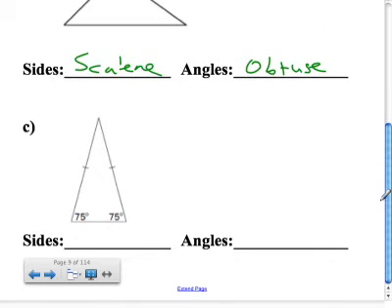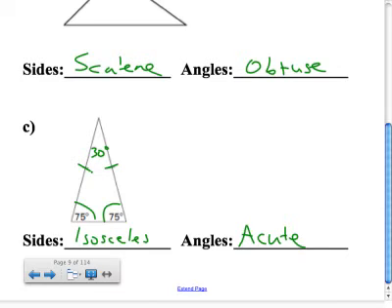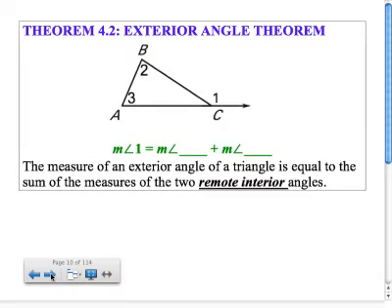And in part C, by sides, it's isosceles. These 2 sides are congruent. And then if that's 75 and 75, that makes 150, minus from 180, this guy up here has got to be 30. 30, 75, and 75 are all less than 90. Therefore, this triangle is an acute triangle. Okay, so just classifying triangles.